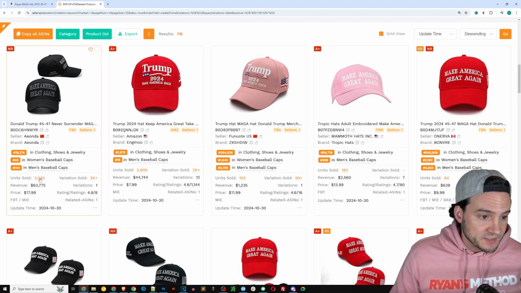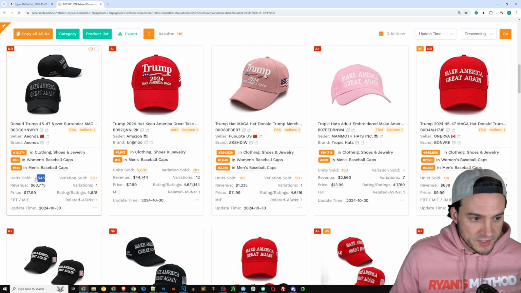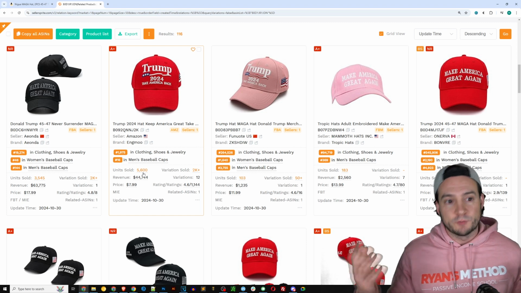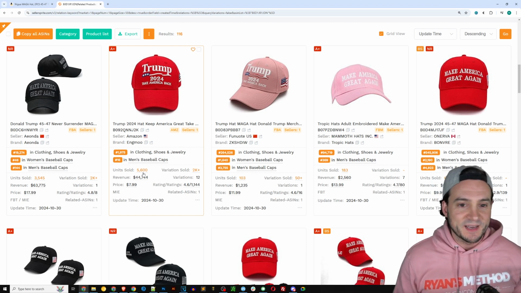Seller Sprite is literally showing us, by the way, the total units sold. This has sold 3,500 already, okay? The one next to it here has already sold 5,600. It's, of course, a red hat, 2024, Trump, Take America Back.